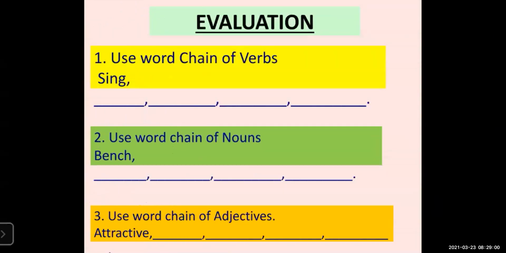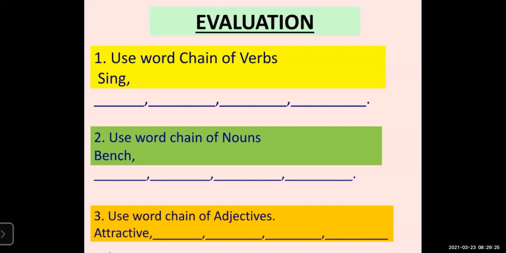First of all, you have to use the word chain of verbs. Complete the word chain of verbs. The first verb which is given is sing, S-I-N-G. Complete the verb chain. So here all of you have to complete your word chain.